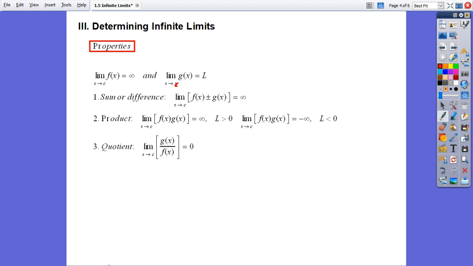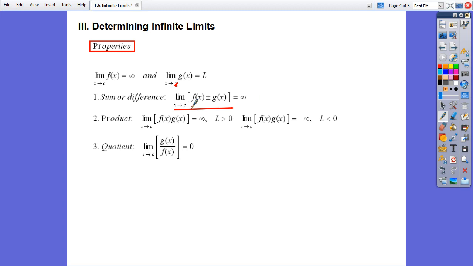Okay, and so when we use the sum or difference of these two limits, just think about it intuitively a little bit, like if you're a little kid. If we go back to our limit properties that we did in 1.3, what we could do is rewrite this right here as the limit of f plus or minus the limit of g. Now the limit of f is infinity.